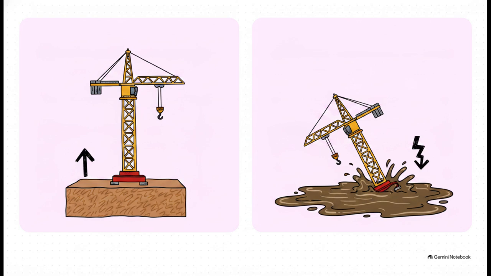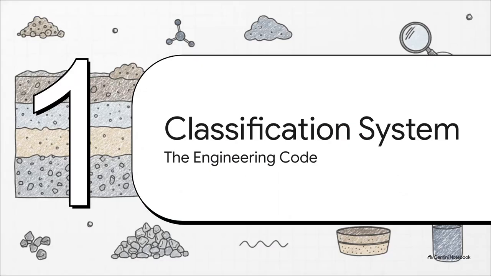Think about the so what factor here. If you're an engineer and your index is less than 0, you're essentially attempting to build a structure on a liquid. That is a massive, catastrophic red flag. Finally, Section 5, the Engineering Classification System. This is where all of our clues culminate into one universally understood language.